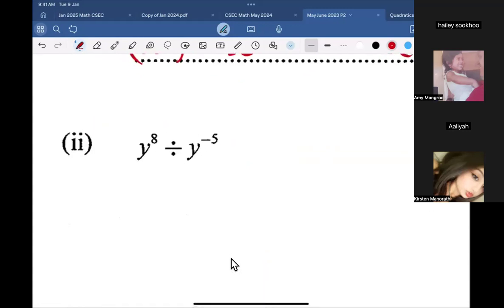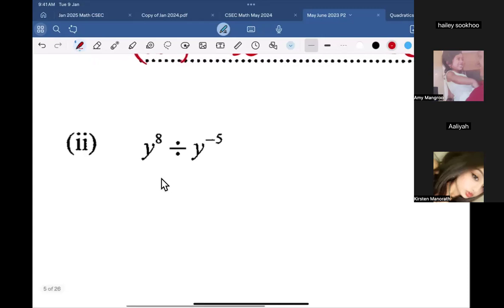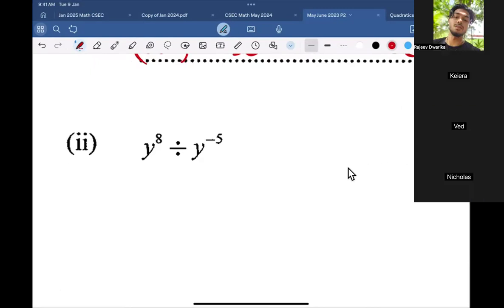So it'll be y to the power of 8 minus minus 5, which should basically be 8 plus 5, which would be 13. So that's correct. Excellent. And again, you're using your rules for indices. Nice job. But Haley, did you learn your rules for indices? A long time ago. Okay, let me show you how to figure it out in the event that you forget.